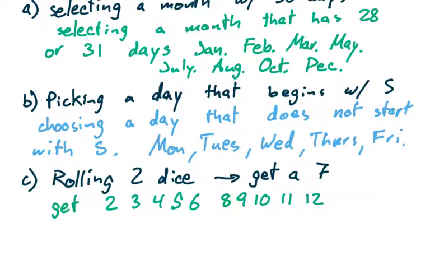In part C, we're rolling 2 dice and adding up the numbers on the 2, right? And the event that we're looking for is to get a sum of 7. The complement of that event would be to get anything except a 7, right? So we have all of the other possibilities, all of the other outcomes: 2, 3, 4, 5, 6, 8, 9, 10, 11, 12. And that would be the complement of the event of rolling a 7. That would just simply be the opposite, rolling anything except a 7.